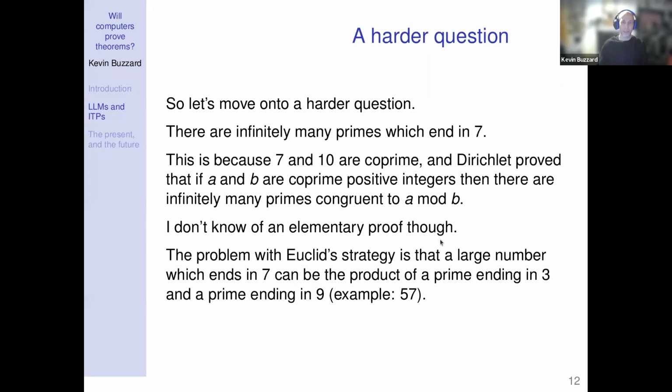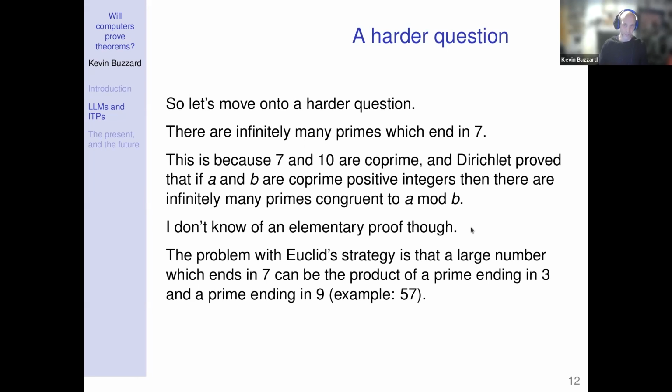And the problem with Euclid's strategy is that you've got lots of primes that end in 7. You can multiply them all together and then do something to make the product end in 7. You're like, I don't know, multiply it by 10 and add 7 or something. And then you've got a large number that ends in 7, which isn't one of the primes that you've come up with. And if it's prime, then that's great. But if it's not prime, it's a large number which ends in 7.